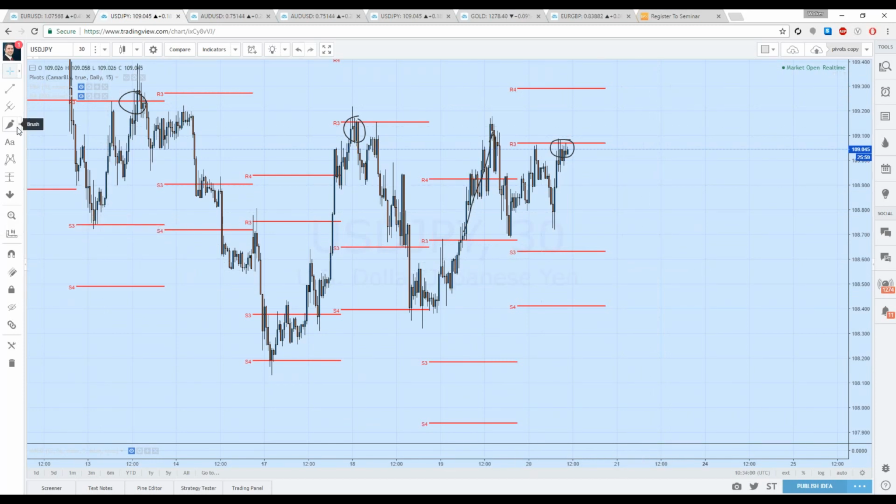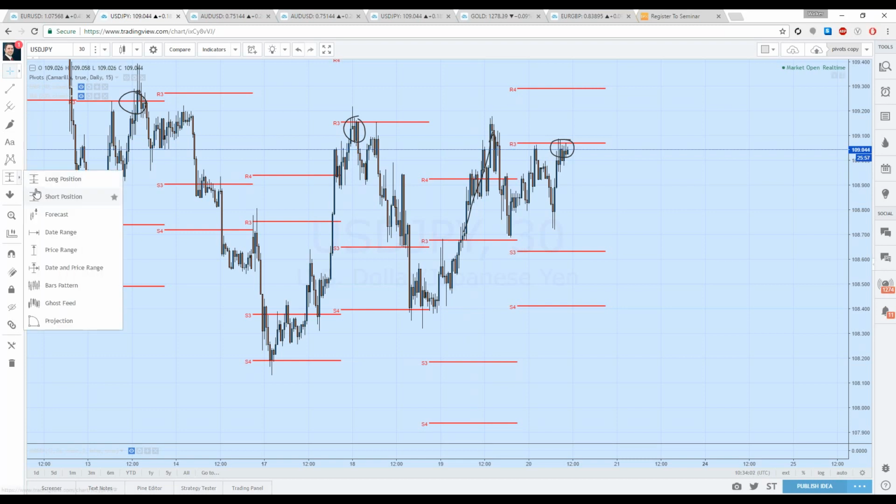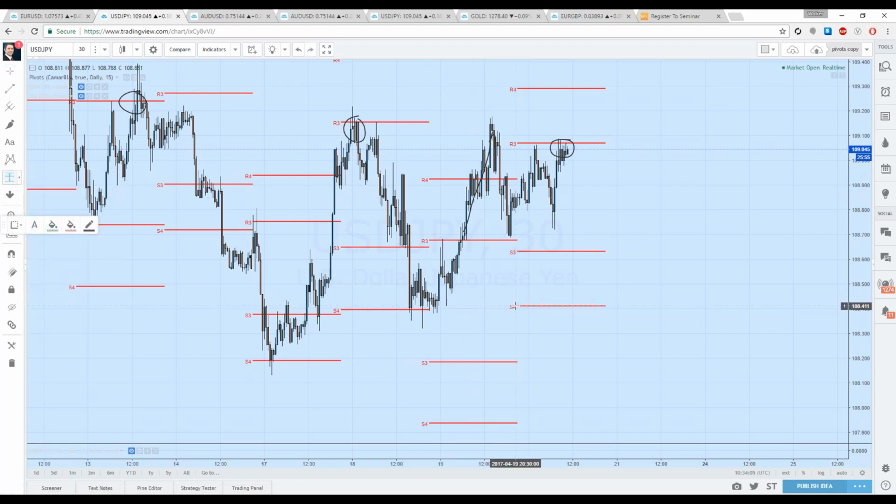The other approach to the dollar yen would be to wait for a breakout.